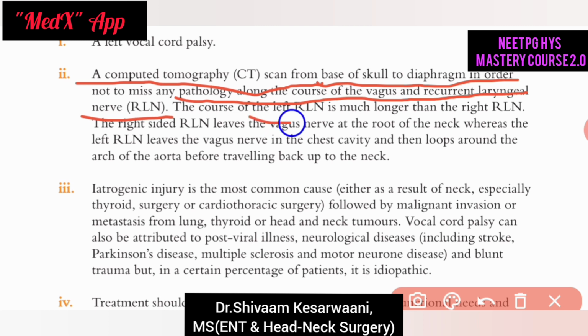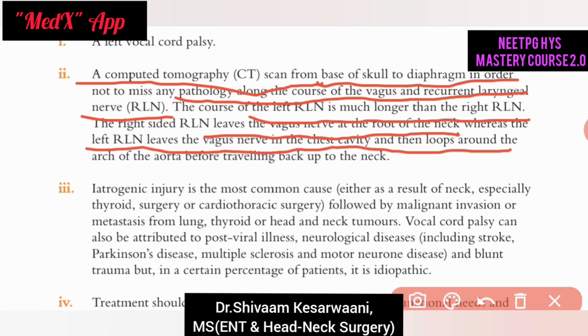The course of the left recurrent laryngeal nerve, you all know, is much longer than the right recurrent laryngeal nerve, and the reason is very obvious. The right recurrent laryngeal leaves the vagus at the root of the neck, whereas the left recurrent leaves the vagus in the chest cavity and then loops around the arch of the aorta before traveling back to the neck. That is why the left recurrent laryngeal nerve is much longer and more prone to damage in case of thoracic surgeries or thoracic tumors, right?